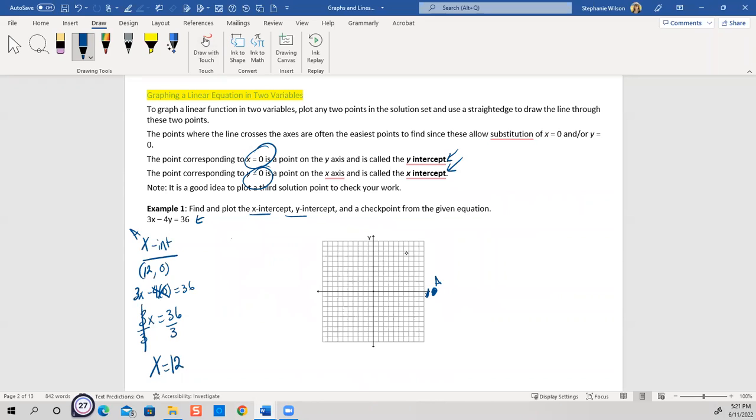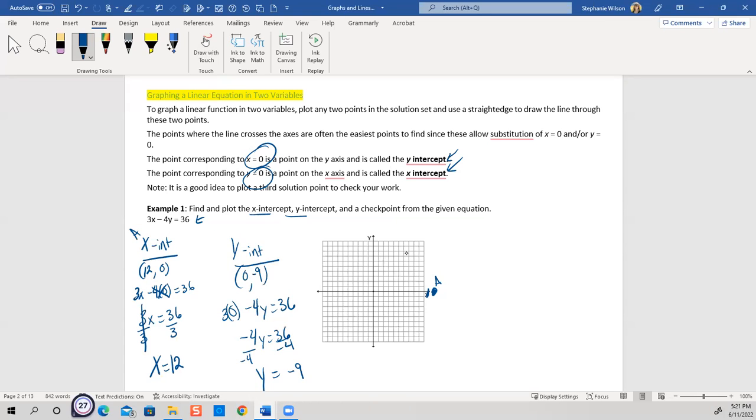Now, let's solve for the y-intercept. Well, when I do that, I know x is 0, so we're going to plug in 0 for x. 3 times that 0 gives me 0, and it goes away, leaves me with negative 4y is equal to 36. I'm going to divide by that negative 4 because I need y to have a positive 1 coefficient. Negative divided by positive is negative. 4 goes into 36 9 times. So it is a negative 9.